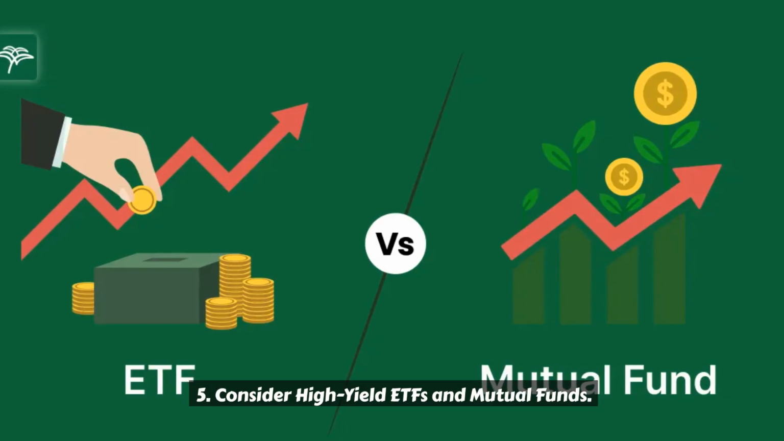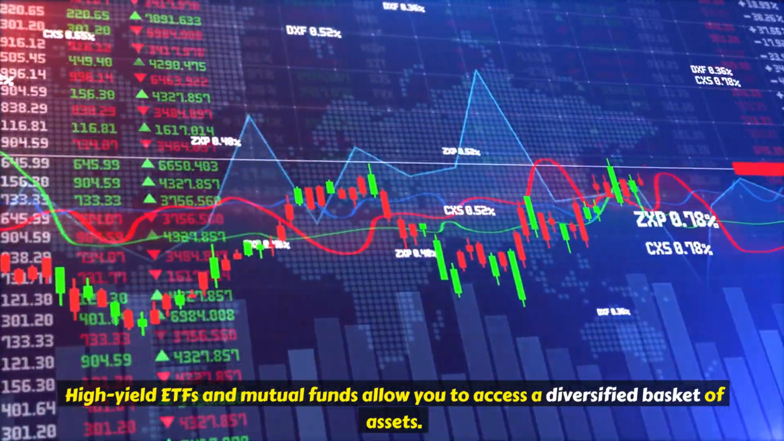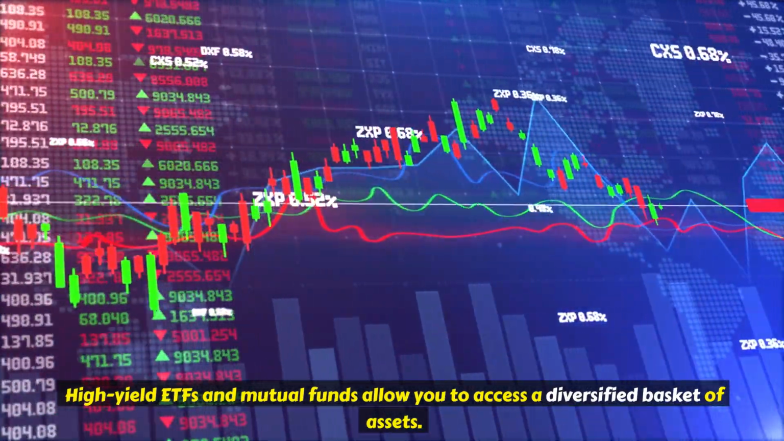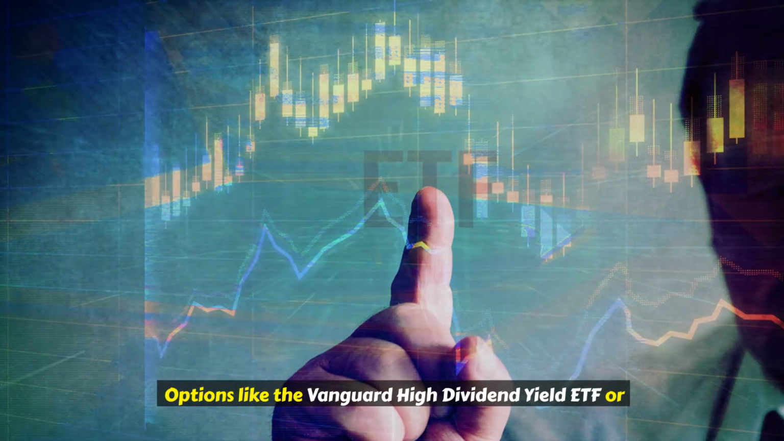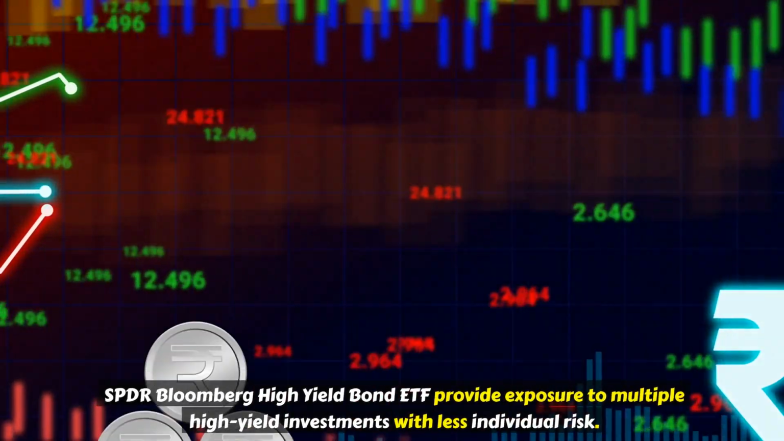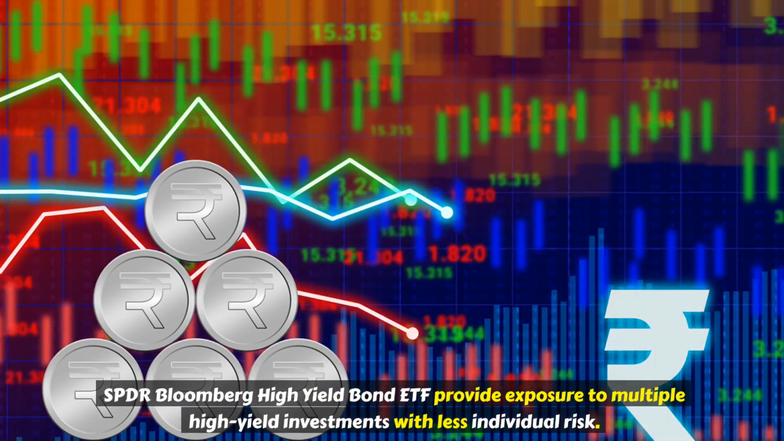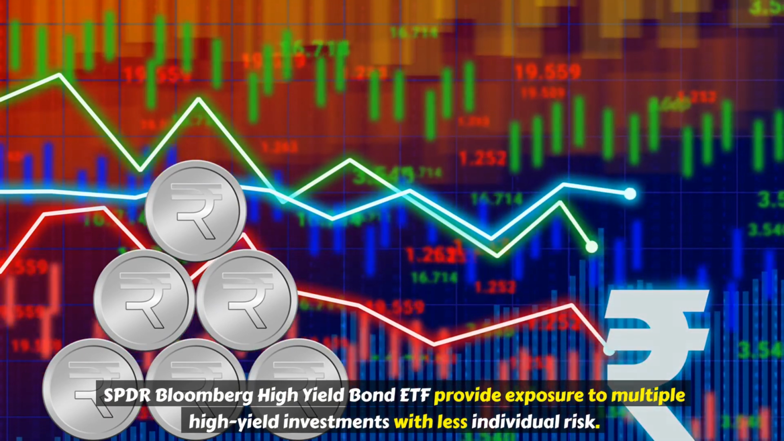5. Consider high-yield ETFs and mutual funds. High-yield ETFs and mutual funds allow you to access a diversified basket of assets. Options like the Vanguard High Dividend Yield ETF or SPDR Bloomberg High Yield Bond ETF provide exposure to multiple high-yield investments with less individual risk.